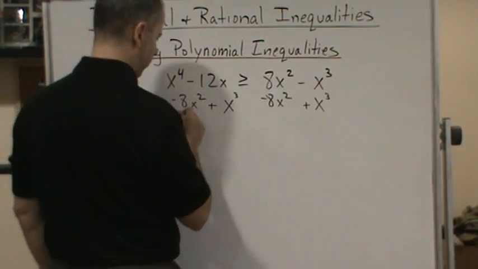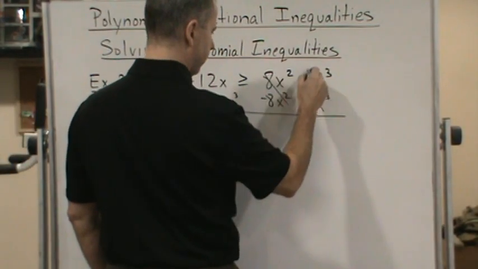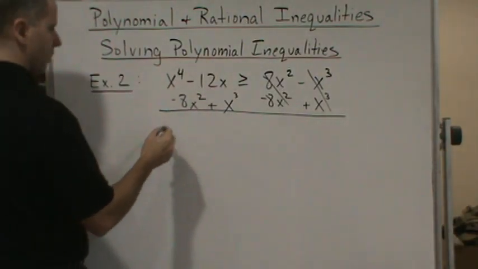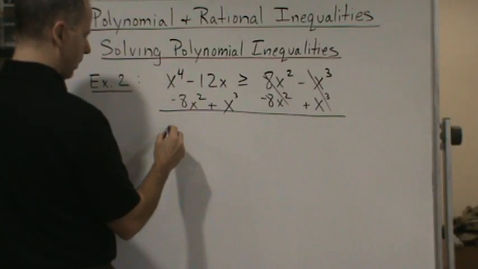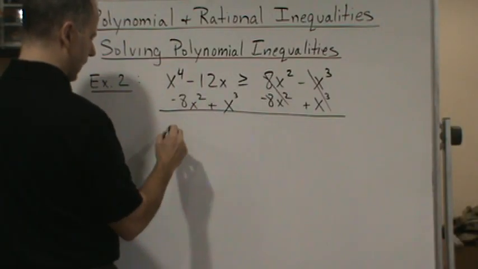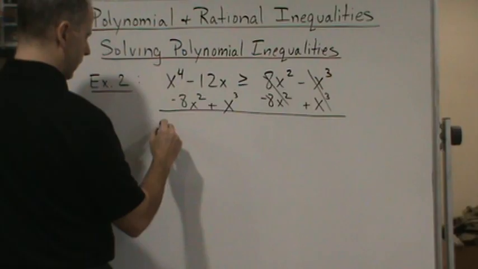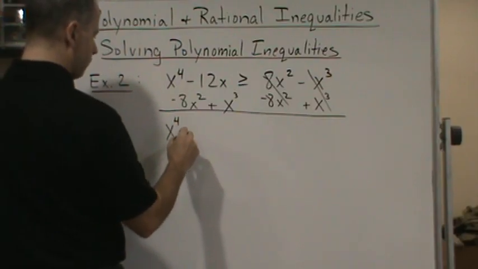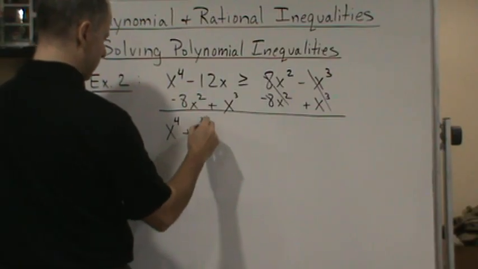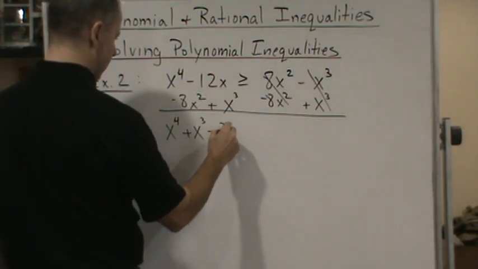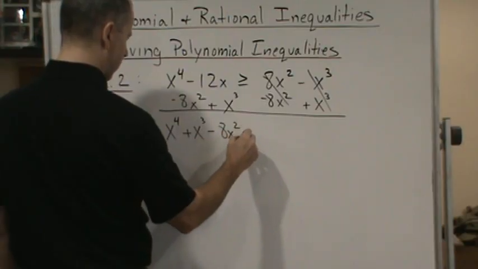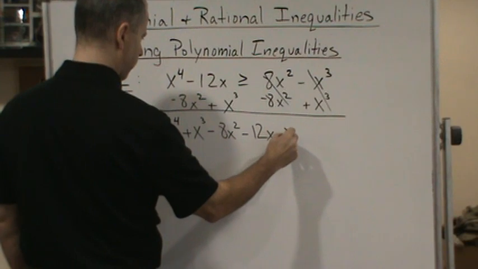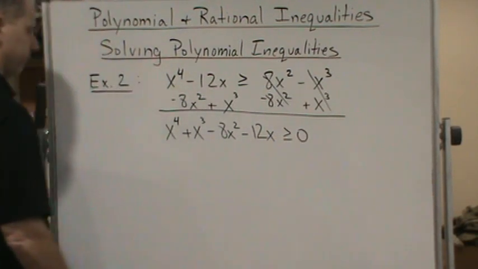Okay, so when I do that, these are going to go away. I'm going to add like terms here. There are no like terms to add, if you notice. So I'm going to write this in decreasing order, so we get x to the fourth plus x cubed minus 8x squared minus 12x is greater than or equal to 0.